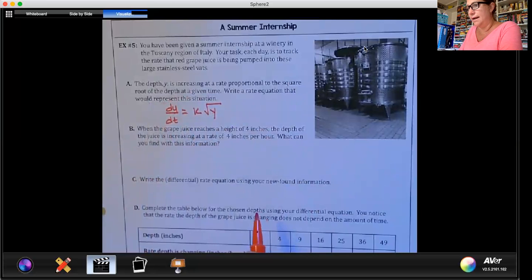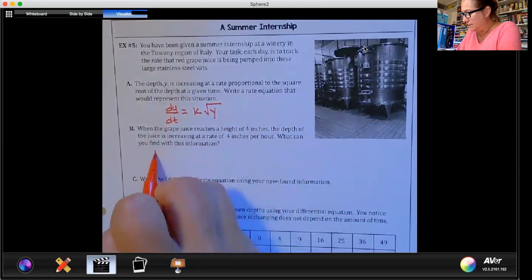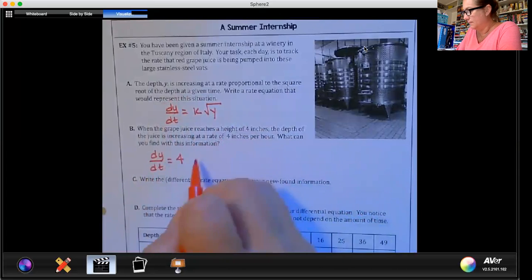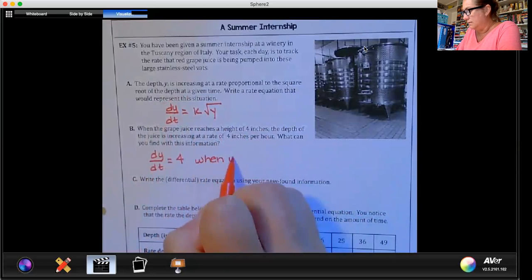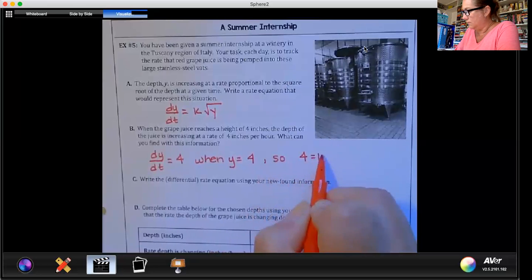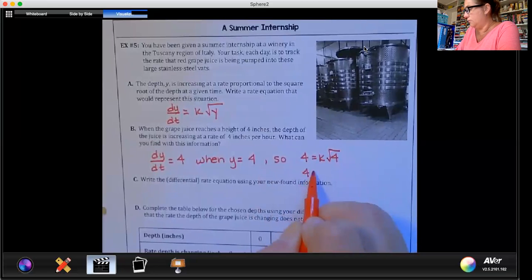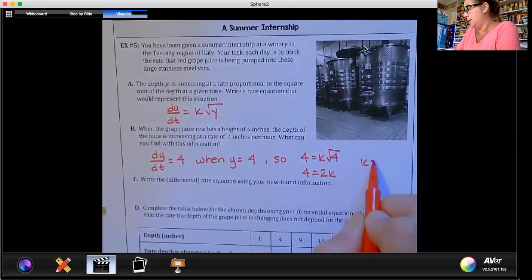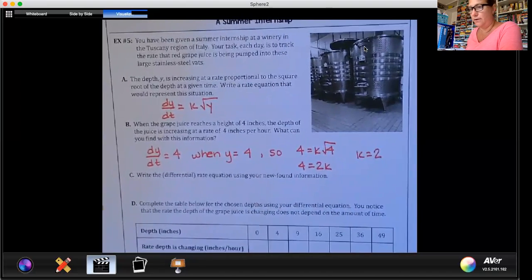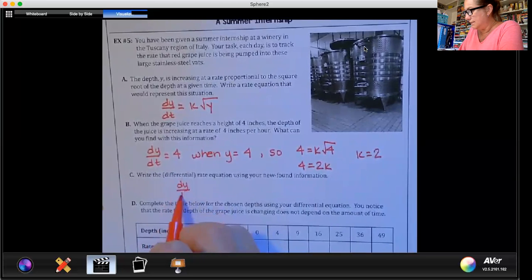When the grape juice reaches a height of 4 inches, the depth of the juice is increasing at a rate of 4 inches per hour. So dy/dt is going to equal 4. The rate it's increasing is 4 when y is 4. There's your height. So 4 equals k square root of 4. 4 is 2k, so k is equal to 2. So now we're going to write the differential rate equation using your newfound information. So dy/dt equals 2 square root y.